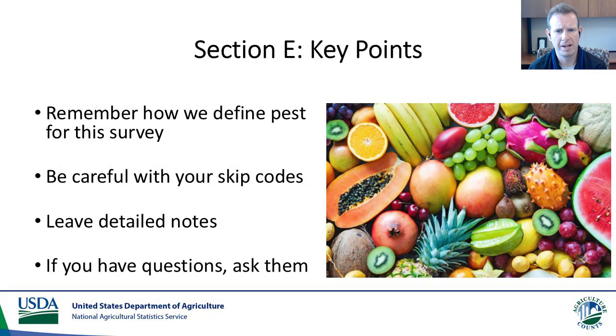Again, we're looking for pests, which are specifically defined as weeds, insects, and diseases. Section E has skip codes, so make sure you're familiar with them and the questionnaire. This will help you with moving through the survey quicker. Leave notes if needed. We'll have access to them and take appropriate actions. The interviewer's manual explains each question if you want more details.